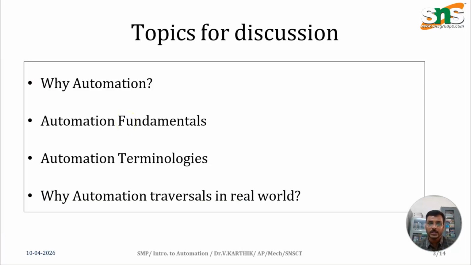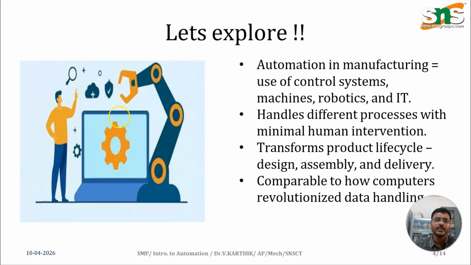Next, we'll see about automations, its fundamentals and its terminologies, and how it will traverse in the real world. What is meant by automations? Automations in manufacturing are mainly used for controlling of the systems, controlling of the machines, and then robotics and information technology. In mechanical engineering nowadays, additive manufacturing and smart manufacturing, which are also called flexible manufacturing, all come under the name of industrial automations.